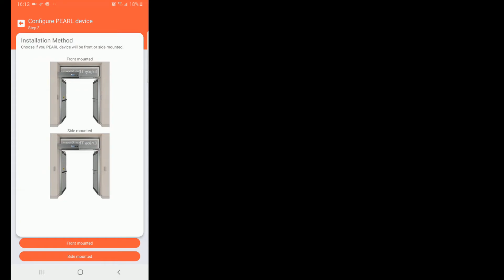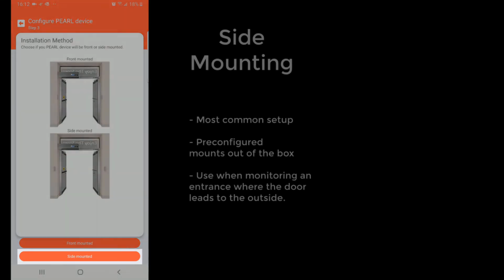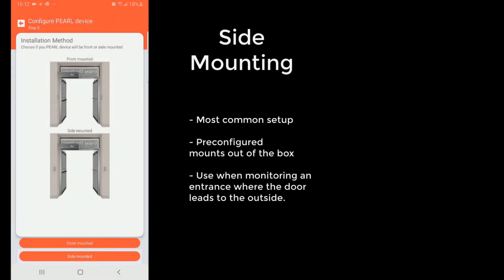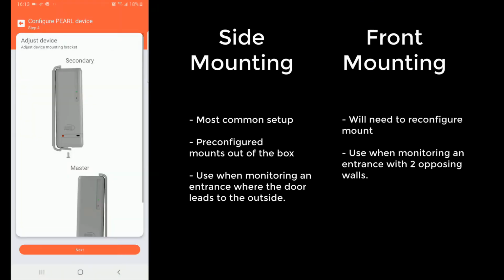Next, you will need to select how you will be installing the sensors. Out of the box, the sensors and mounts are already connected for side mounting. In this video, we'll be using side mounting as it is the most common setup. If you select front mounting from the app, it will show you how to reconnect the mounts, which will require you to use a screwdriver.